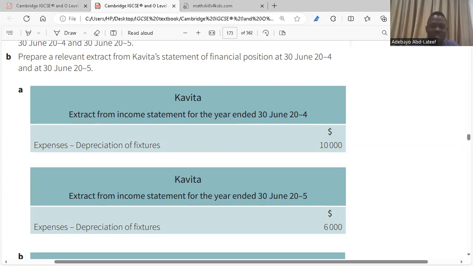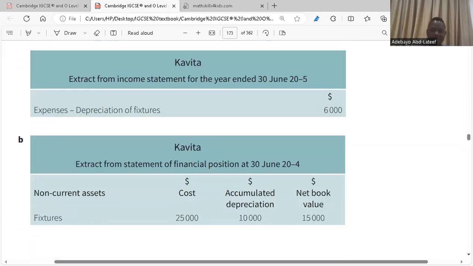So your depreciation expenses, the first year will be 10,000, the second year will be 6,000. I think that is clear. The financial statement, what is it? At the end of it, you prepare your financial statement. What's accumulated depreciation?